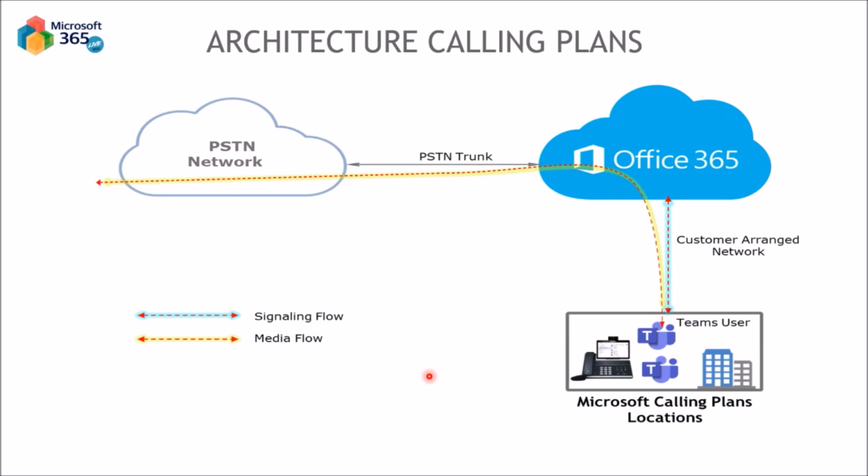Coming to the licenses, since it is a fixed license-based plan, you don't pay anything extra, but that doesn't mean you get unlimited calling. For domestic calling, you get 3,000 minutes per user per month, and for international calling you get 600 minutes per user per month. The minutes are pooled at the tenant level. So let's take an example. If you purchase 10 calling plan licenses, out of that 10, you'll get 30,000 minutes of domestic calling and 6,000 minutes of international calling if you purchase the international calling plan.